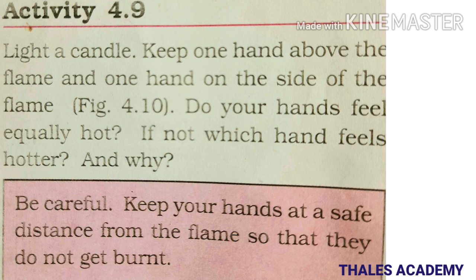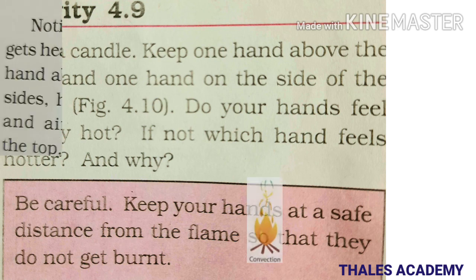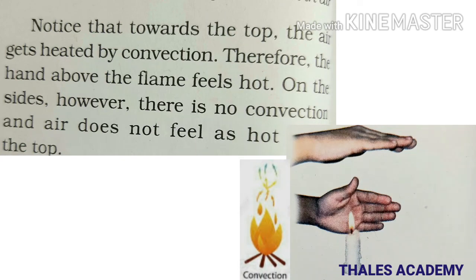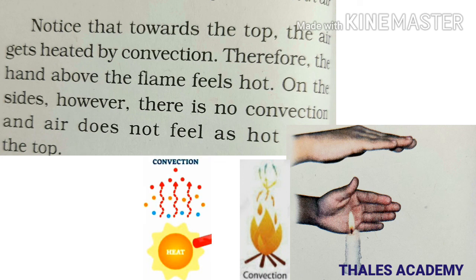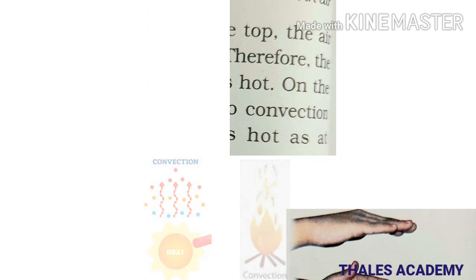Light a candle, keep one hand above the flame and one hand on the side of the flame. Do your hands feel equally hot? If not, which hand feels hotter and why? Notice that towards the top, the air gets heated by convection. Therefore, the hand above the flame feels hot. On the sides, however, there is no convection and air does not feel as hot as at the top.